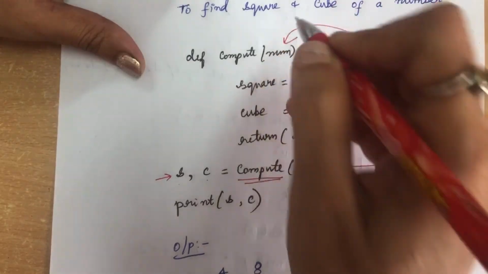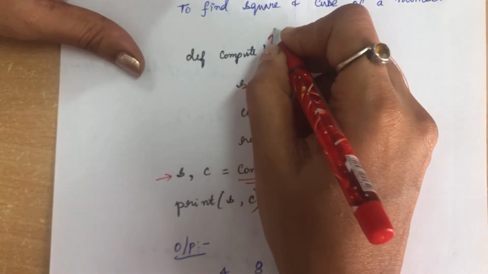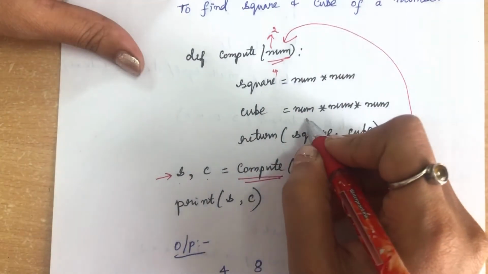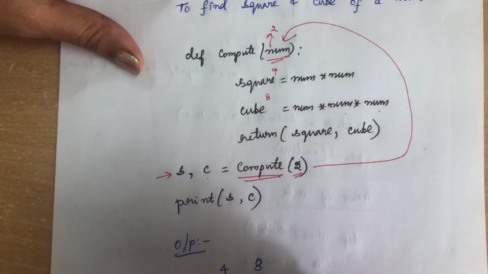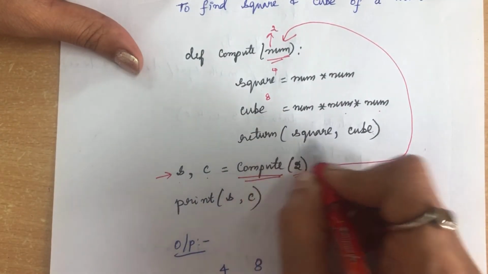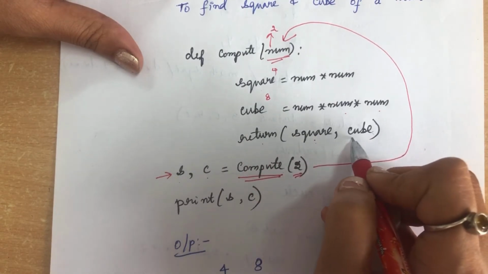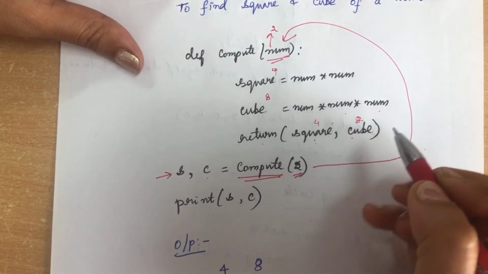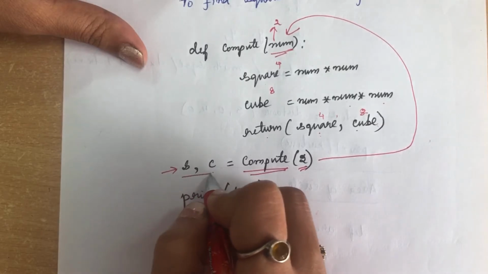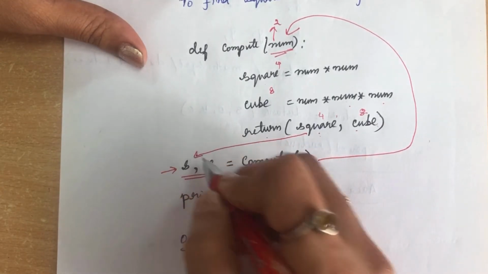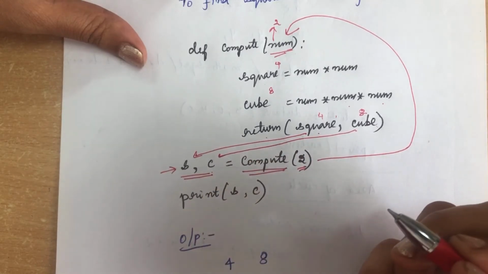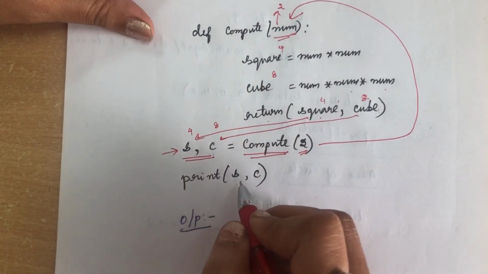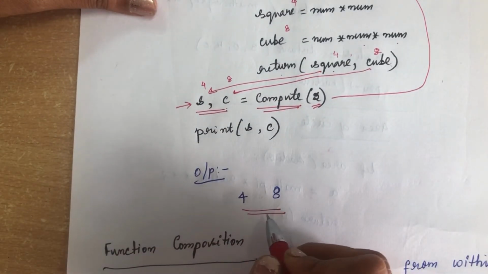So the function will go here, compute, and num will have the value 2. Okay, so now 2 into 2, the square will be stored as 4. 2 into 2 into 2 is 8. Cube value is 8. So when you want to return multiple values, you can write like this, return of square comma cube. So it is going to return two values. One is the square value and the other is the cube value, that is 8. So when it is returning, you should get it into two variables. So square will be stored in S and cube will be stored in C. So S will contain 4 and C will contain 8. So when you print S comma C, it will display the values 4 and 8.